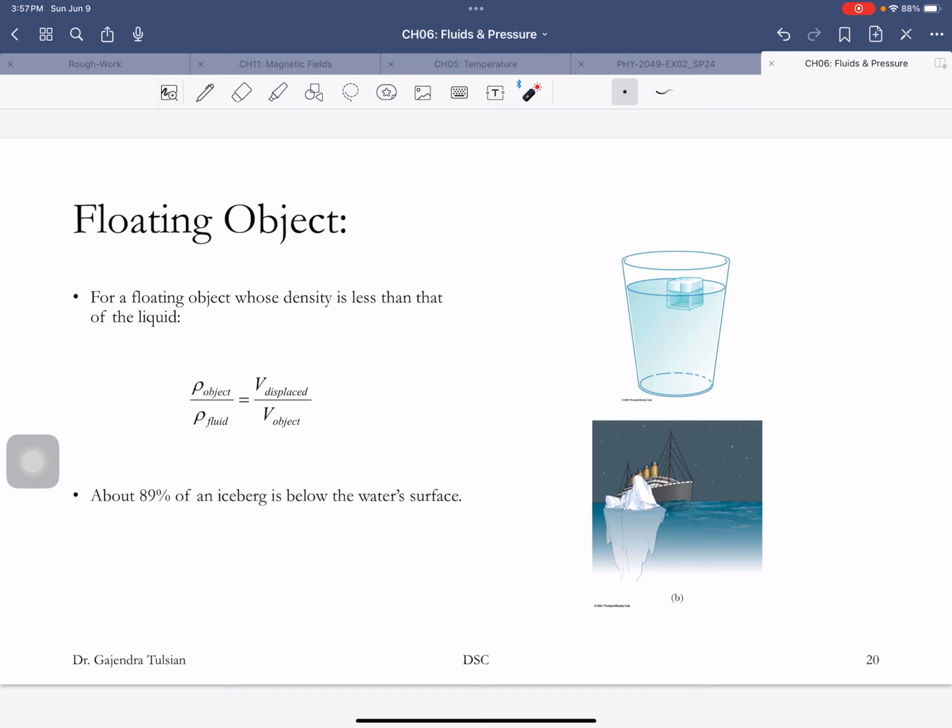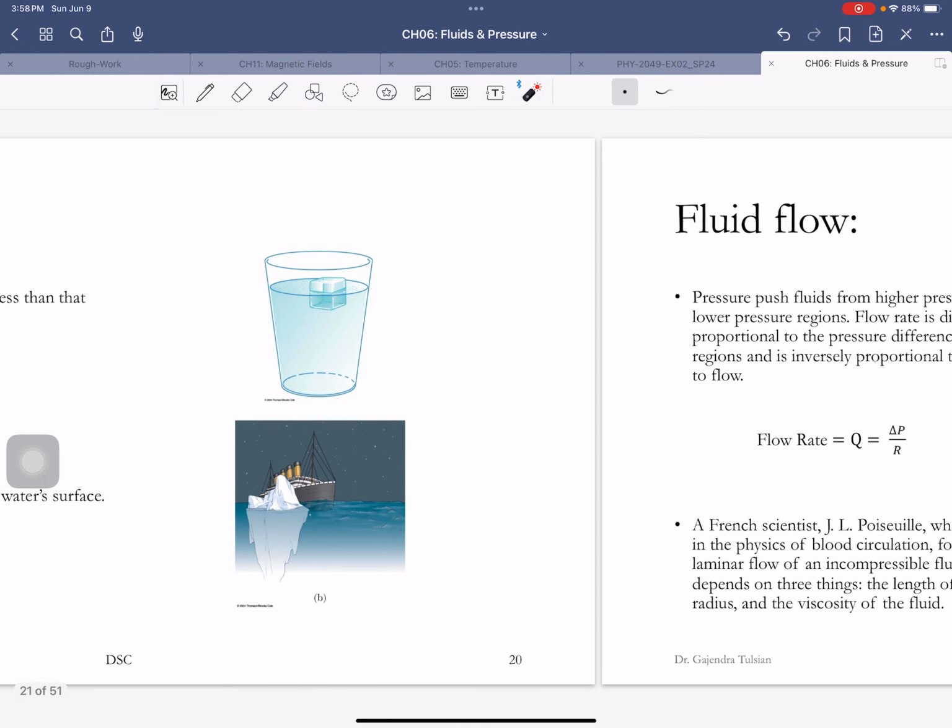And the fraction that is underwater, so here's an iceberg. The density of the ice is 90% that of seawater, so 90% of the iceberg is underwater. This formula tells you that the density of the object divided by the density of the fluid is equal to the volume displaced, meaning the volume underwater, divided by the volume of the object. Since this is 90%, 90% of the object is underwater. So about 89% of the iceberg is below the water surface.